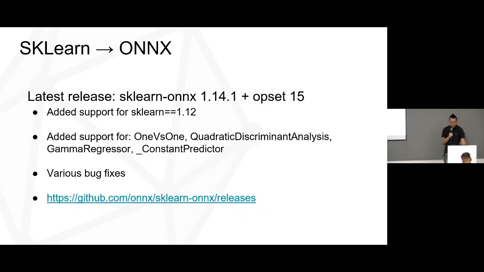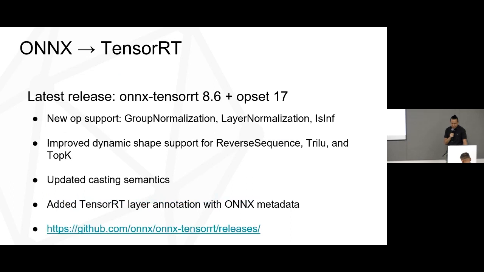Next, for sklearn to ONNX, the latest release is sklearn-onnx 1.14. This also supports opset 15, and they've added support for sklearn up to 1.12. There are various updates as well: they've added support for OneVsOne, quadratic discriminant analysis, gamma regressor, constant predictor, and there have been various bug fixes to improve the export process. And again, you may see the release page for more information.